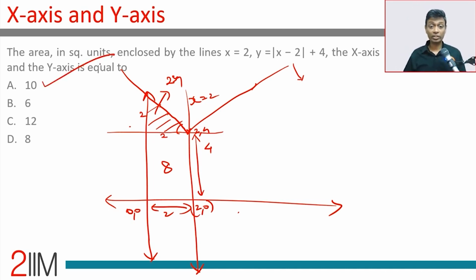If you know y equal to mod x, you should have a sense of y equal to modulus of x minus 2. If you know y equal to f of x, you know y equal to f of x plus 4. Just take it higher. Then you visualize the shape. Think of the trapezium. Think of a right angle triangle and a rectangle. Then you're through.